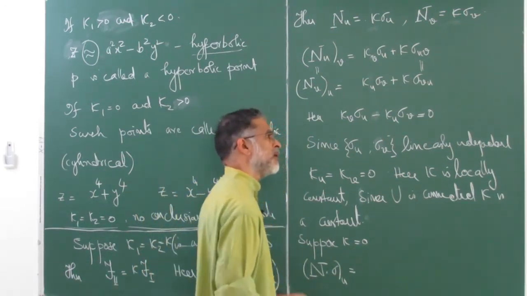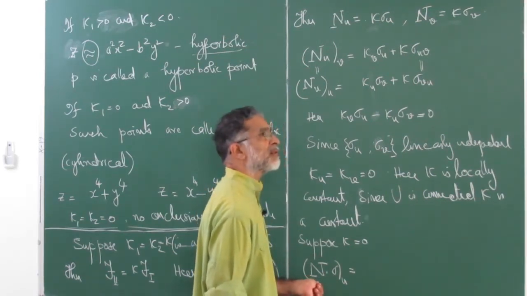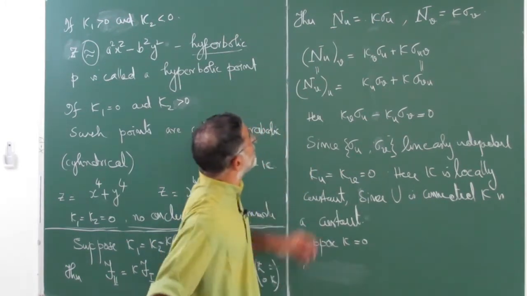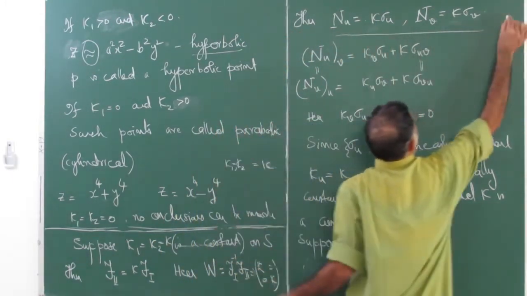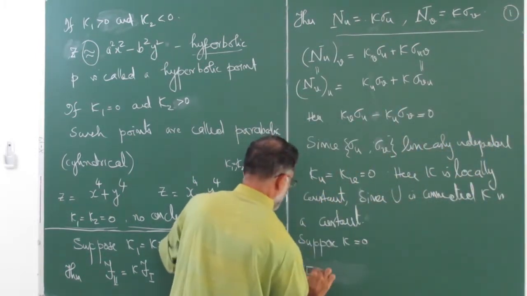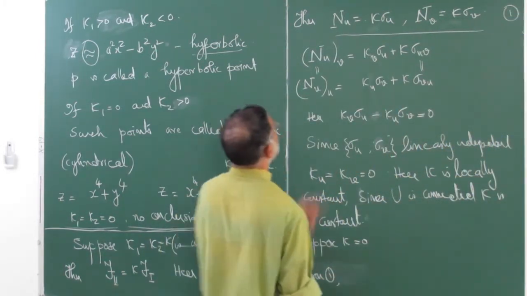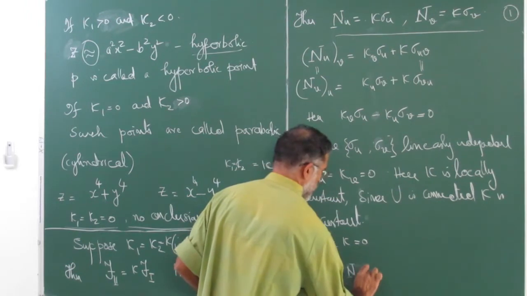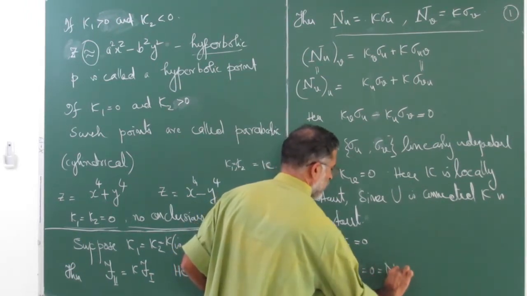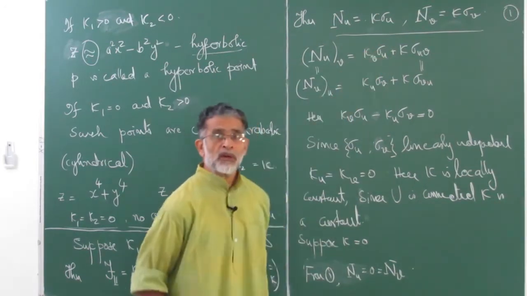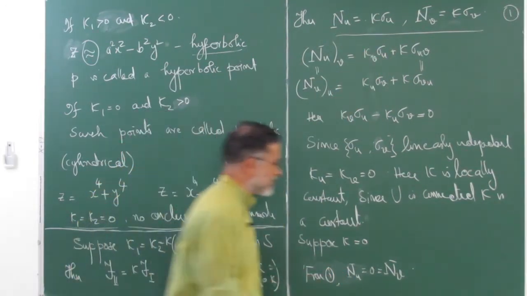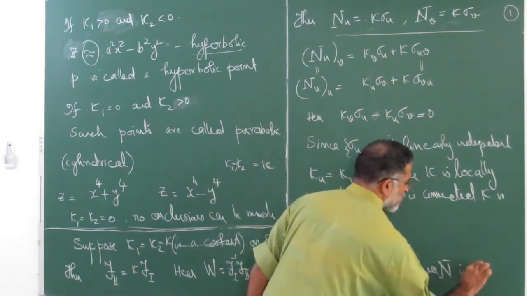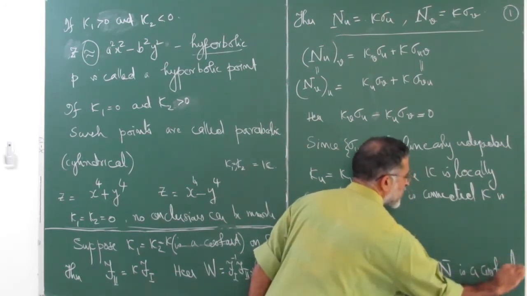N is orthogonal to sigma u. But before that I have to show N_u equals 0. So from equation 1, your kappa is 0, therefore N_u equals 0, and similarly N_v equals 0. Therefore in that case your N is a constant. So hence N is a constant. That's the first thing that you should observe.